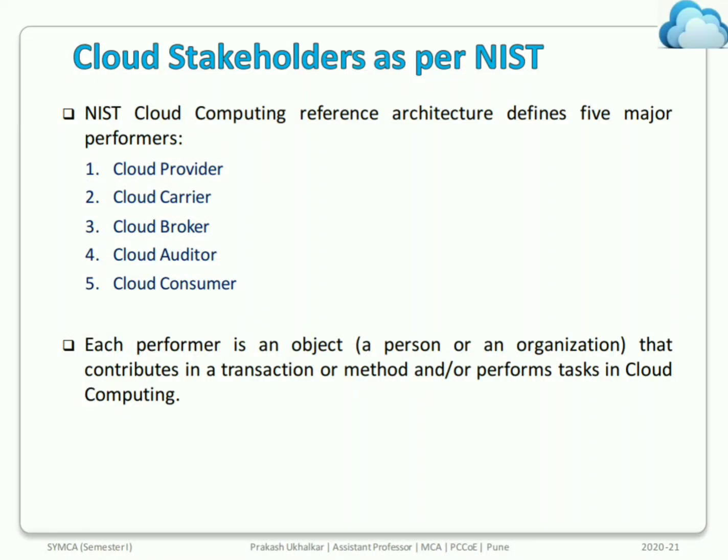In this section of the video, I will cover the major stakeholders of cloud computing. The NIST Cloud Computing Reference Architecture defines five major performers, which include cloud provider, cloud carrier, cloud broker, cloud auditor, and cloud consumer. Each performer is an object, a person, or an organization that contributes in a transaction or method or performs tasks in cloud computing. Let us discuss these five major actors defined in the NIST Cloud Computing Reference Architecture one by one.